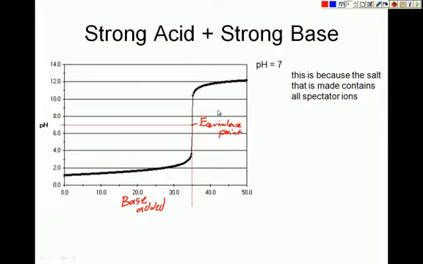Now, the equivalence point, the amount of volume at the equivalence point, we can just call VB, which is the volume of the base. Now, whenever you titrate a strong acid and a strong base together, the pH is always going to be 7. The reason why is because the salt that is made at the end of the titration is a neutral salt.